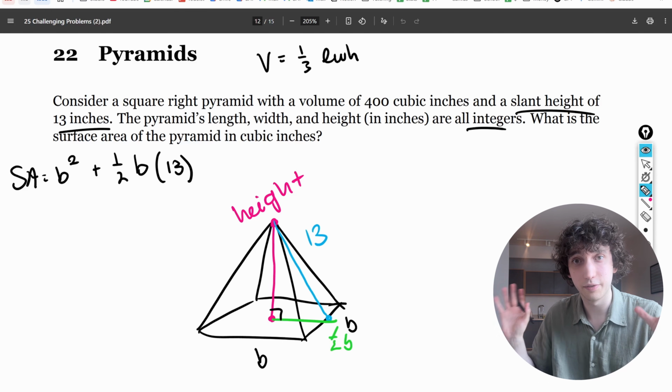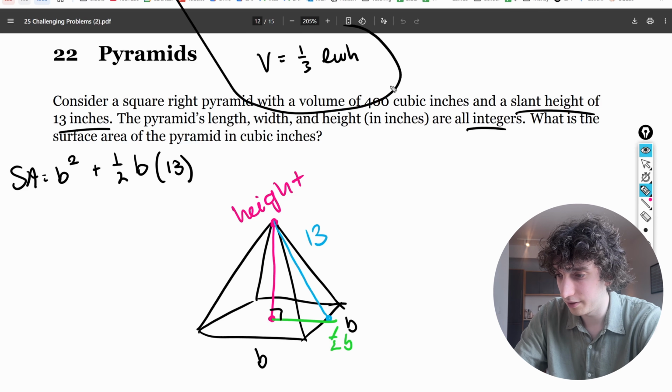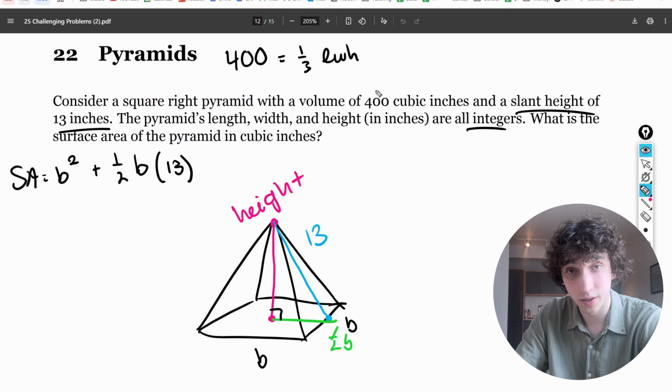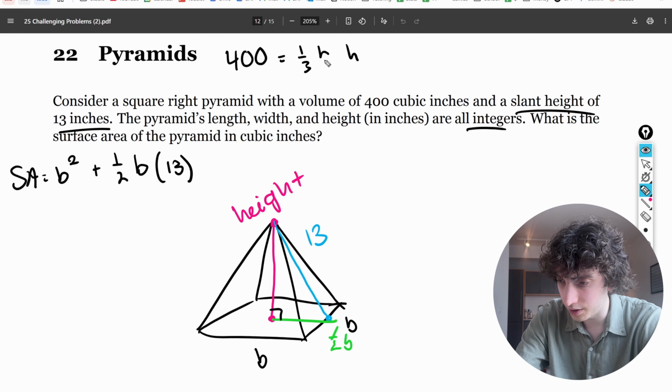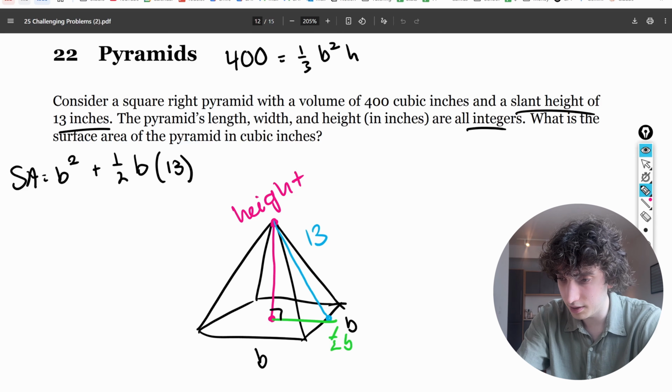And this is a good observation to make. So now there's a question, okay, how do we figure out the base? Well, we have this volume formula, right? So we know that the volume is 400, and we know that that equals 1/3 length times width times height. The length and the width we've already determined are just b's. So we have b times b times height, and so we can write this as b squared times height. We don't know what the height is, but this is an equation that we have.